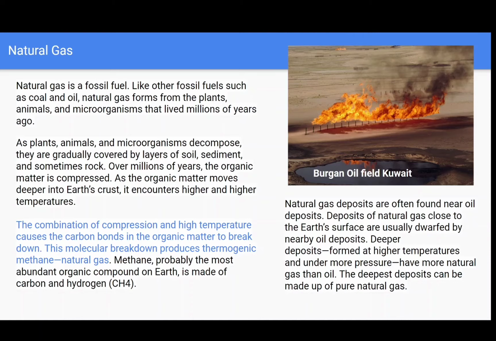Now, methane, probably the most abundant organic compound on Earth, is made up of carbon and hydrogen. So, deposits of natural gas close to the Earth's surface are usually dwarfed by oil deposits nearby. So, natural gas deposits and oil deposits are found near each other. Deeper deposits formed at higher temperatures and under more pressure have more natural gas than oil, and the deepest deposits can be made purely out of natural gas, so you have no oil whatsoever.